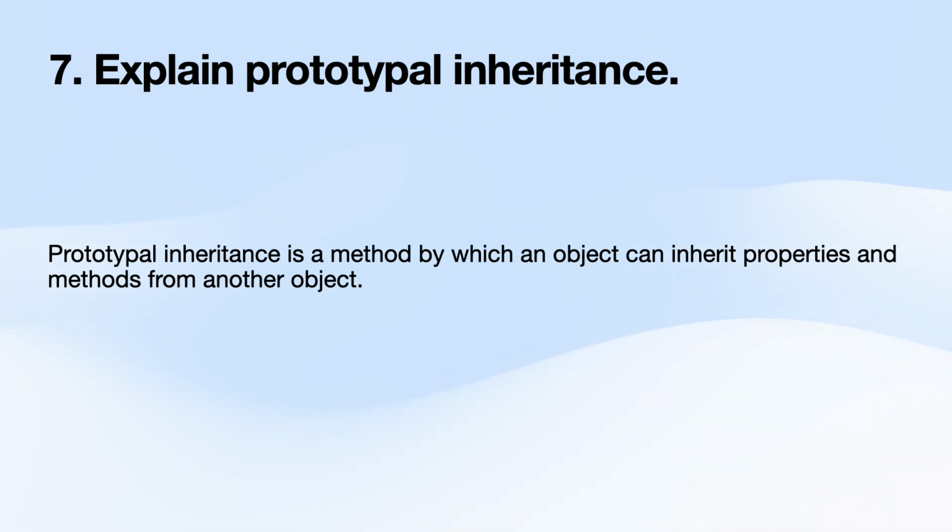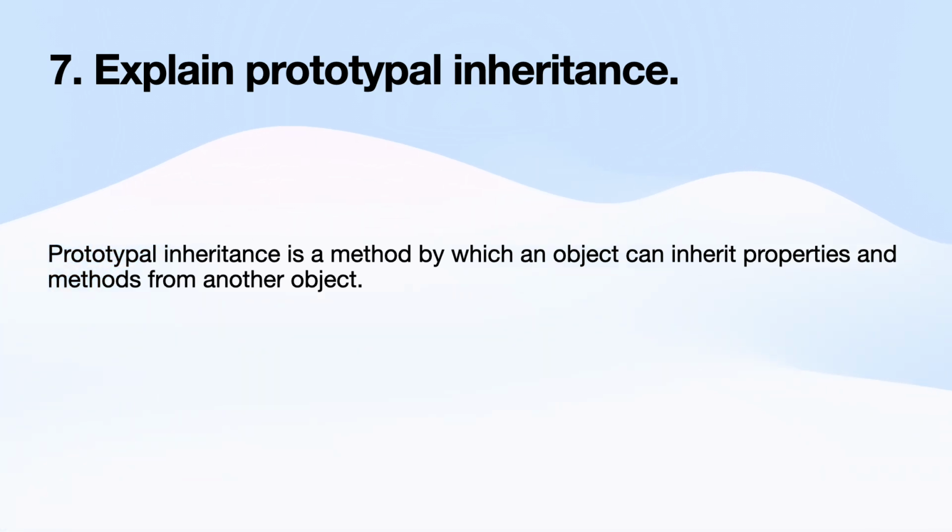This chain continues until it reaches an object with a null prototype, typically Object.prototype. This mechanism allows objects to inherit properties and methods from their prototypes, creating a chain of inheritance. Key aspects of prototypal inheritance: Objects can serve as prototypes for other objects, allowing for dynamic inheritance. The Object.create method can be used to create an object with a specific prototype.